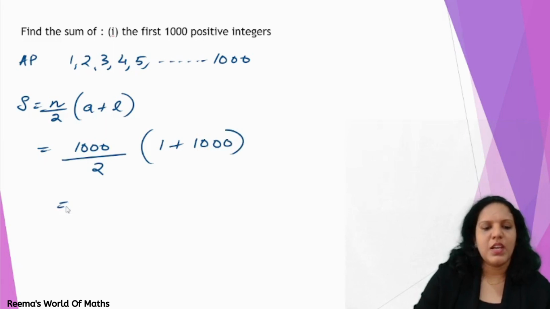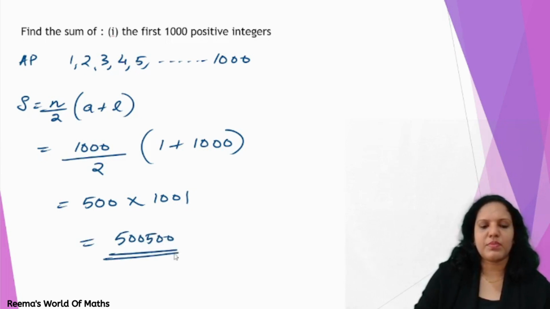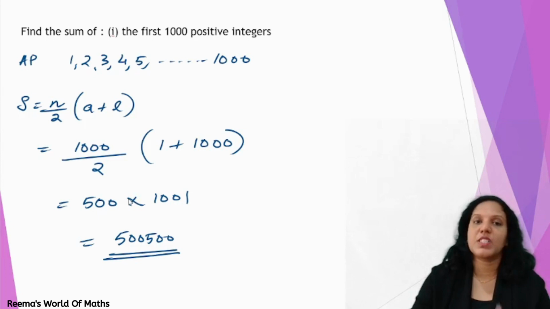So that is 1000 divided by 2, 500, multiplied by 1 plus 1000, 1001, which will give you 500 multiplied by 1001, which is 500,500. So this is the sum of the first 1000 positive integers.